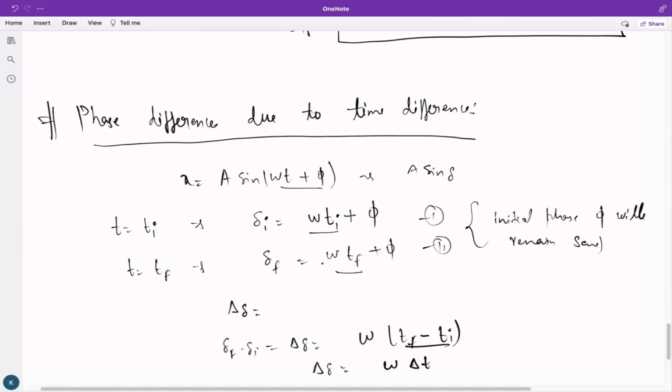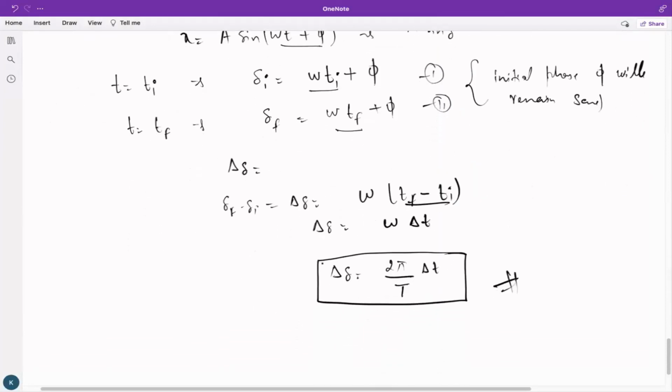Now what I am doing here is calculating the phase difference due to time difference. So I just subtract equation 1 from equation 2. When I do so, I get delta del is equal to omega into t final minus t initial. So finally I get the phase difference is equal to 2 pi by time period. Let me write it here. Our T here is the time period.